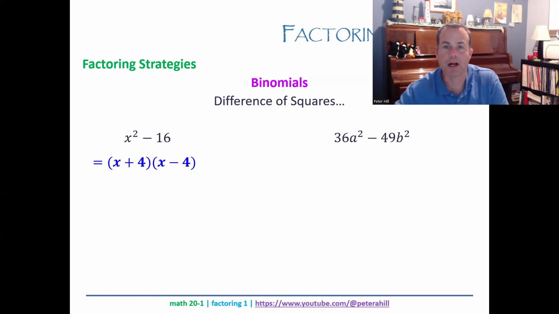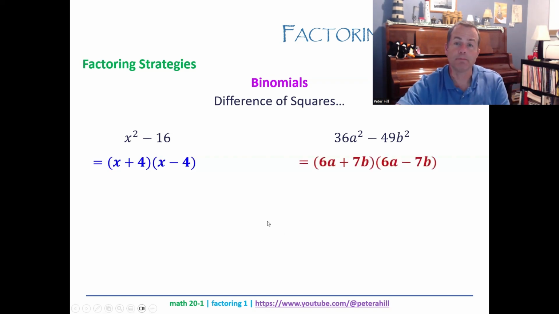All right. Awesome. Then we're looking at 36a squared minus 49b squared. Again, it's a difference of squares. The square root of 36a squared would be 6a. And the square root of 49b squared would be 7b. So I have 6a plus 7b and 6a minus 7b. Okay.